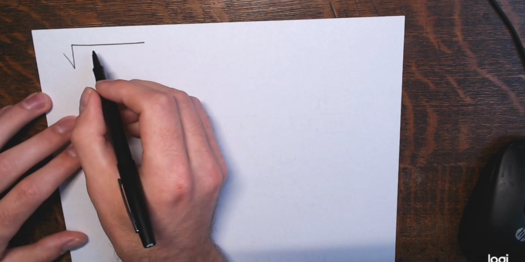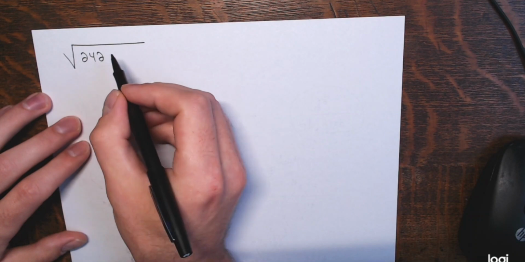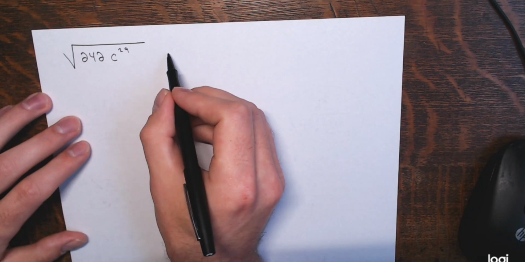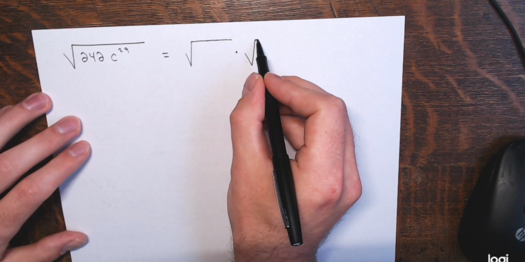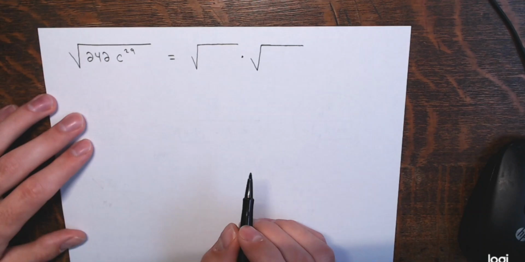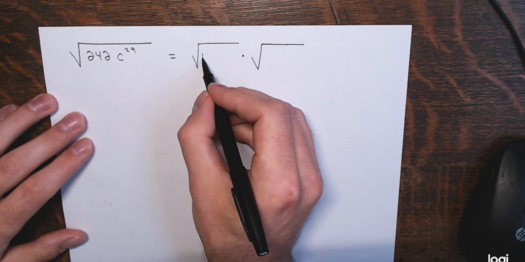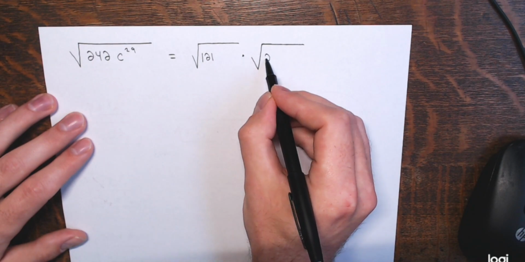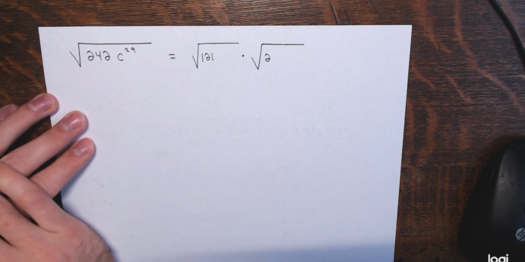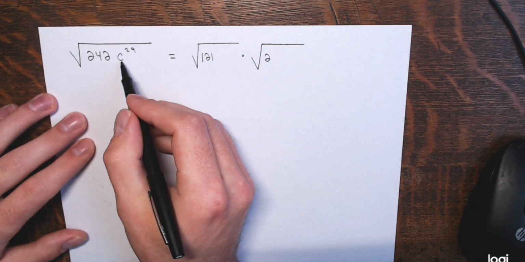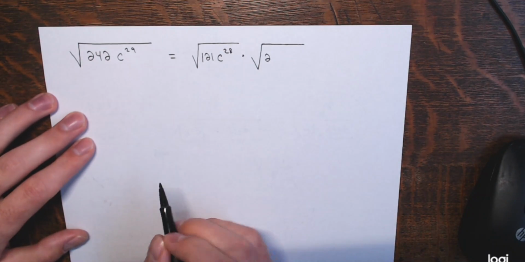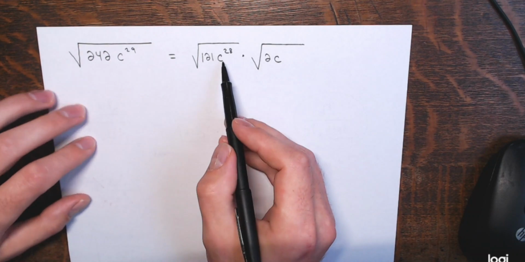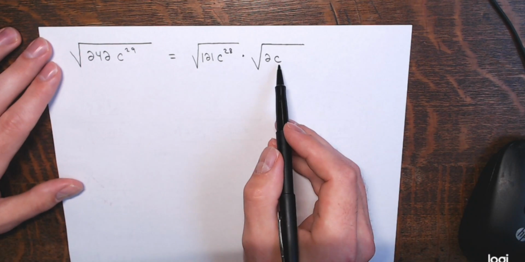So we have the square root of 242 c to the 29th. Now I'm going to break this up into a square root of perfect square factors times the square root of non-perfect square factors. Now 242 is 121, that's 11 squared, times 2. So 11 squared times 2. And then c to the 29th I can write as c to the 28th times c, right? Anything with an even power is a perfect square. So c to the 28th in one radical, c to the first in the other.